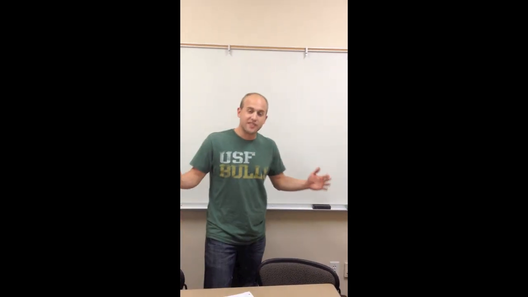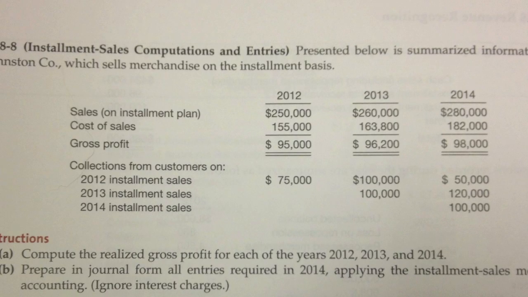Before we get started, let's take a step back and understand why we are doing the installment sales method. The installment sales method is one of three methods used to recognize revenue after delivery. Those three methods are the cost recovery method, the deposit method, and the installment sales method, which is where we recognize revenue in periods of cash collection rather than the period of sale.